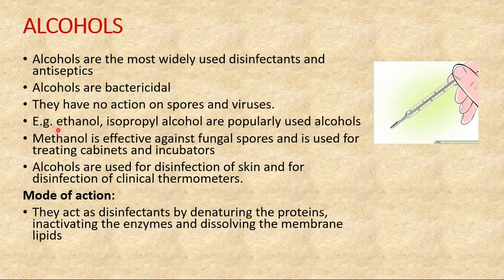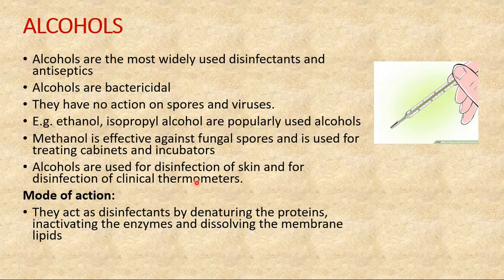Then coming to the examples, ethanol and isopropyl alcohol are properly used alcohols. Ethanol, methanol, isopropyl alcohol are being used very popularly in different aspects of sterilization. This methanol is effective against fungal spores and used for treating cabinets and incubators. Cabinets means your laminar airflow cabinets and the operation theater cabinets. All those things can be cleaned or sterilized by using this methanol. And even the incubators, where you incubate the small premature babies.